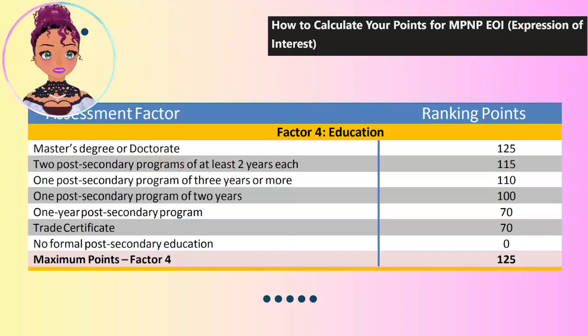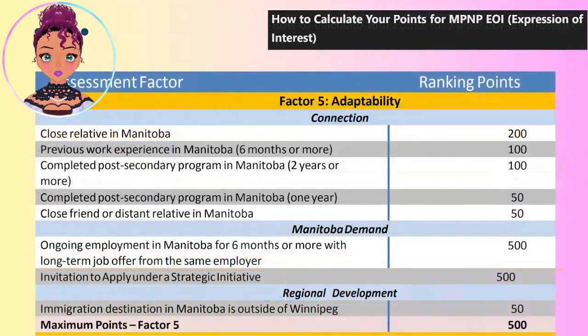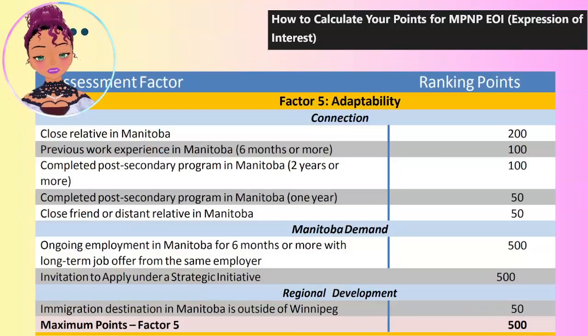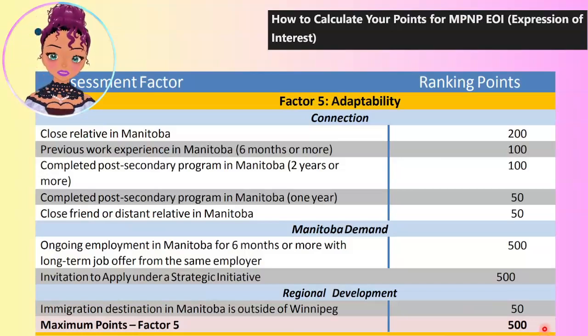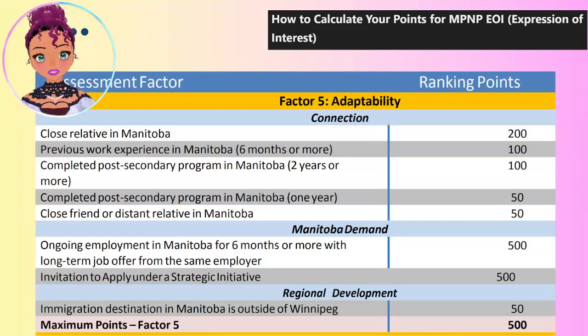Now let's look at the next factor for the MPNP, which has to do with adaptability. The maximum points in this category is 500 points.